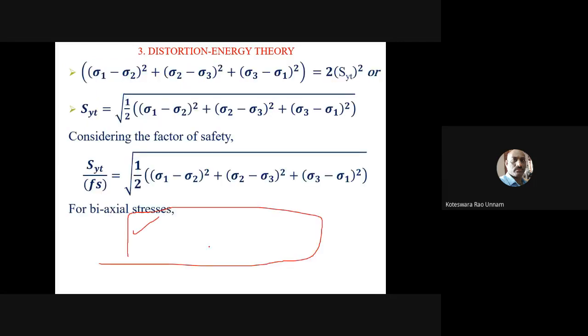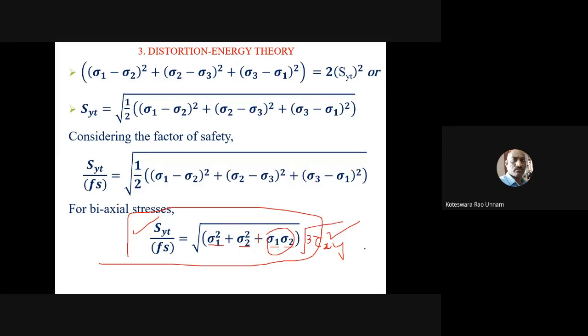Here, sigma 1 is tau xy and sigma 2 is minus tau xy. So what will we get? Tau xy squared plus tau xy squared, and since sigma 2 is minus tau xy, the minus becomes plus, so this is also tau xy squared. So I get 3 tau xy squared. Substituting sigma 1 and sigma 2 in this expression, this equals the square root of 3 tau xy squared. I can write this as root 3 times tau xy, since the square root and square cancel out.